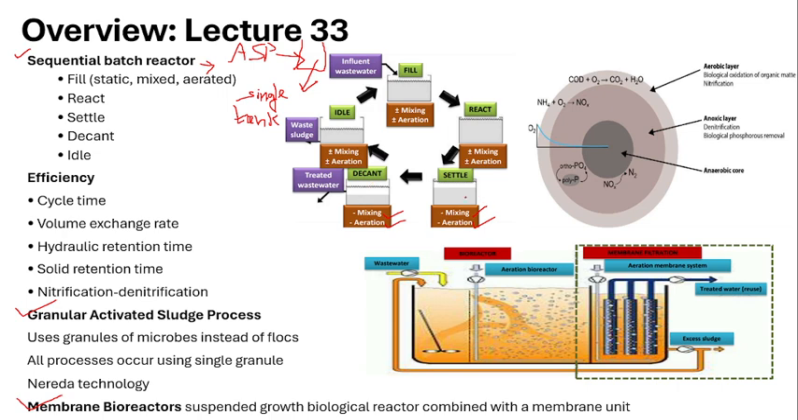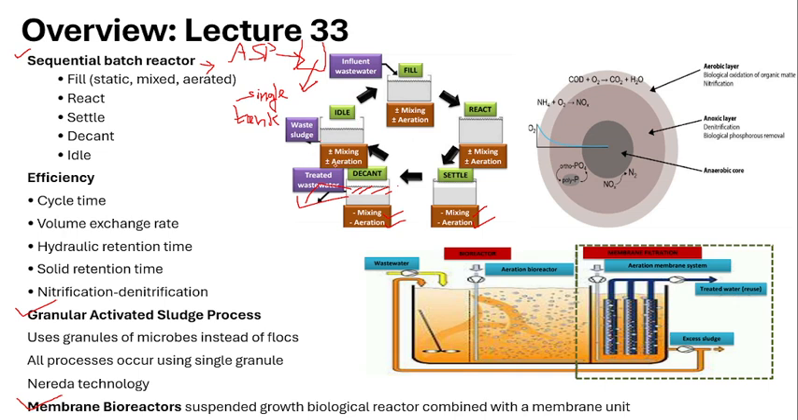Now after settling, the clarified water is here on the top, right? And the sludge is here at the bottom. So first the treated wastewater is removed in this decant step. And now coming to the idle step, where the waste sludge is again removed from the reactor.